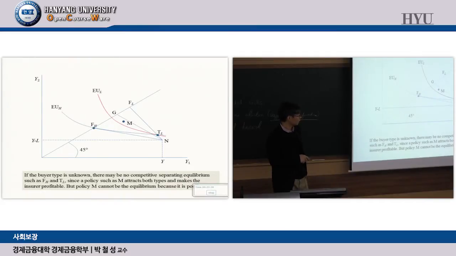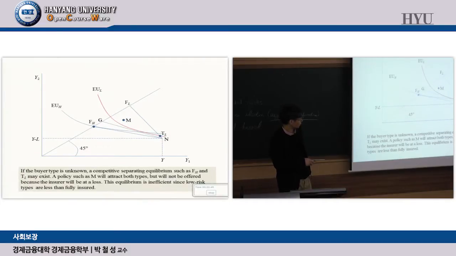So this is the case where the buyer type is unknown. The first case is this: most people are high risk, so this probability is very close to pH. Most people are high risk, and a small number of people are low risk. If that's the case, with the buyer type unknown, a separating equilibrium such as FH and TL may exist, because any pooling policy like M cannot be offered by the insurance company, because it will make a loss.